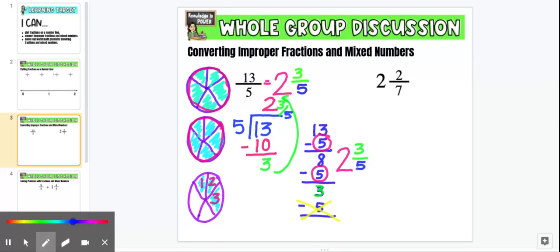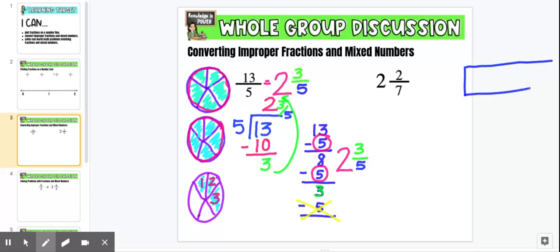Okay, we're going to do that same process now, except for sevenths. Okay, so I'm going to draw sevenths over here. So I have 1 whole, 2 wholes, and then 3 wholes.